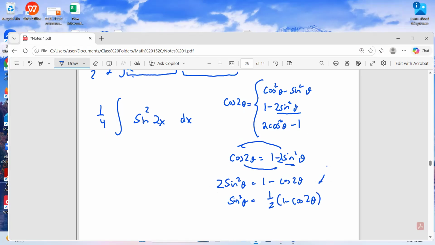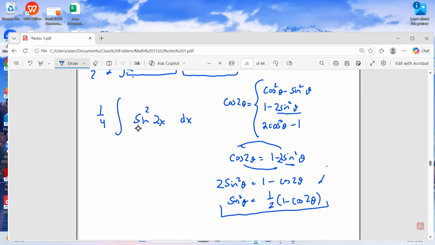Again, a lot of calculus teachers will tell you to memorize this. I never had a problem not memorizing it and just working this off to the side. If you want to memorize it, that's great. If you want to work it off to the side, that's great. You can do it your way. But this: sine squared of an angle is equal to 1/2 times 1 minus cosine of twice that angle.